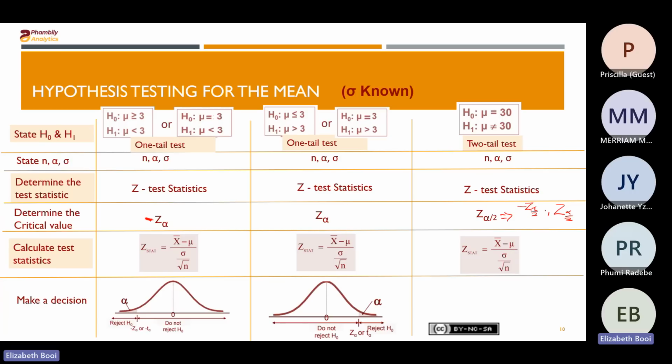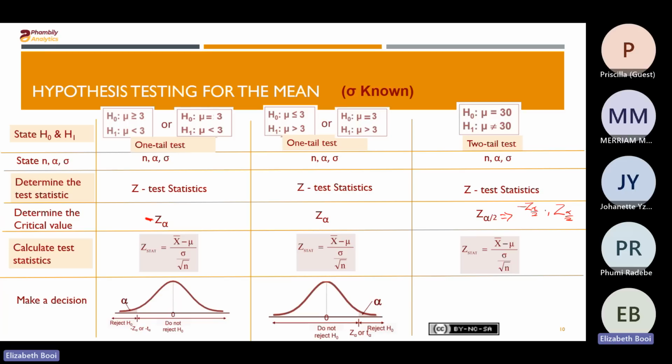It says, if your test statistic is greater than your region of rejection, or your critical value, you reject the null hypothesis. Otherwise, if it's less than, you do not. So if it falls in the shaded area, we reject the null hypothesis. If it falls in the white area, we do not reject the null hypothesis.